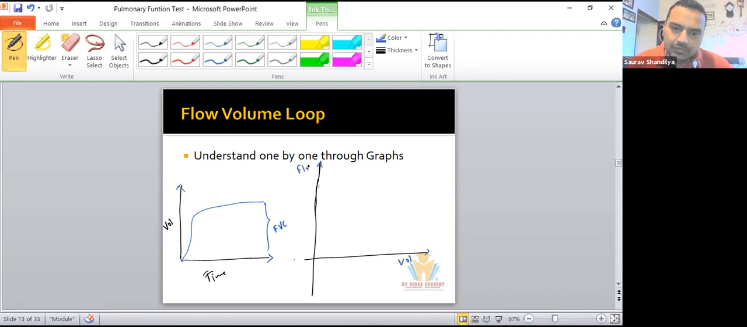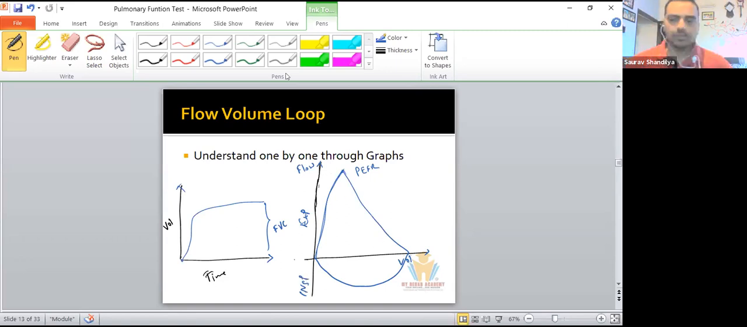So, for example, we'll start at zero from here. Generally, we start and then we see how much volume can be taken in and taken out. So what do I do? Inspiration. Cool, inspiration has happened. Now see the expiration. Okay, and then nicely it comes down. This particular peak that you are seeing, this is PEFR, because this was the part of expiration. And this is the part of inspiration.